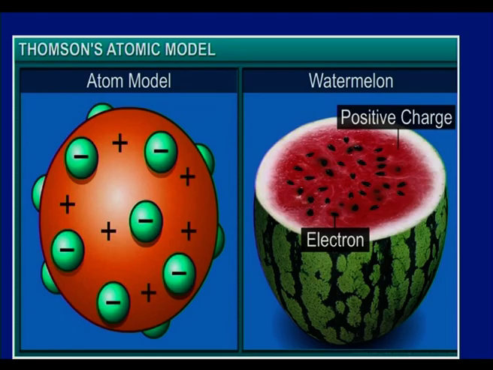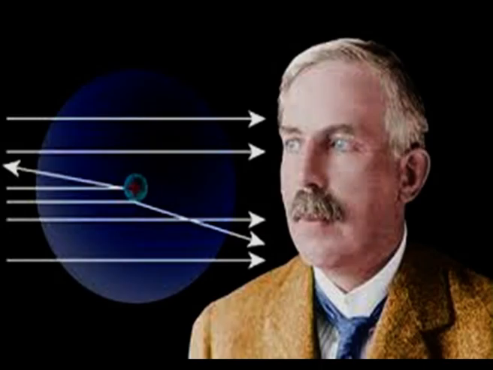So the Thomson atomic model is also called the watermelon atomic model, but it could not explain all the properties of atoms. That is why the Thomson atomic model was discarded. Then another scientist came forward to explain the atomic model.